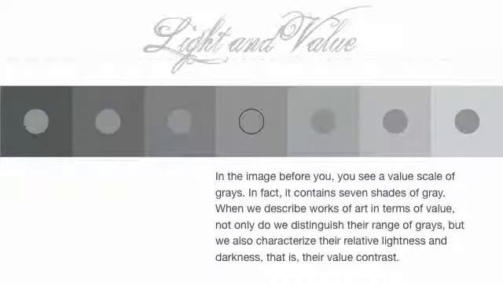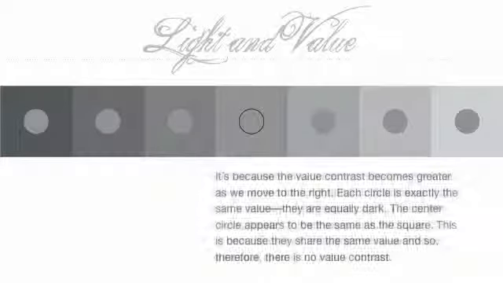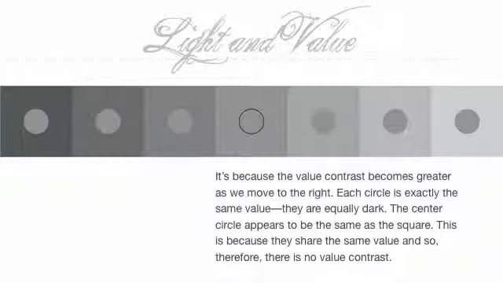When we describe works of art in terms of value, not only do we distinguish their range of grays, but we also characterize their relative lightness and darkness, that is, their value contrast. Value contrast is the degree of difference between the shades of gray. Within each gray square is a circle. Do the circles become darker as they move to the right, or do they only appear to do so? Yes, they only appear to become darker. So why is this? It's because the value contrast becomes greater as we move towards the right.